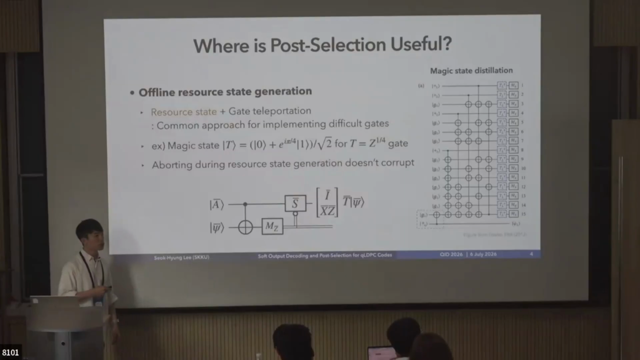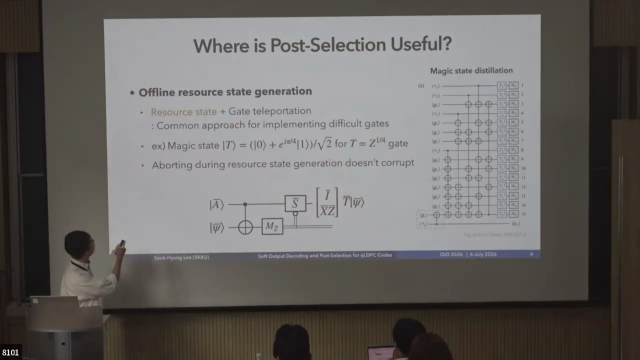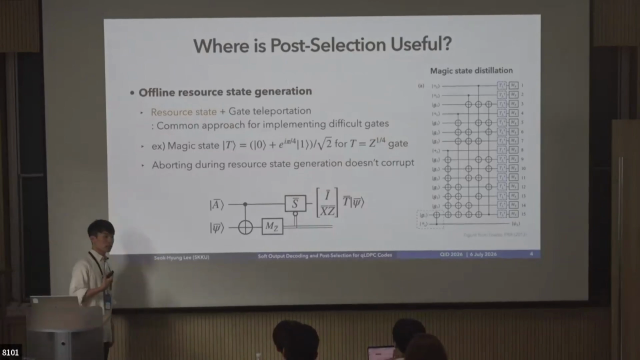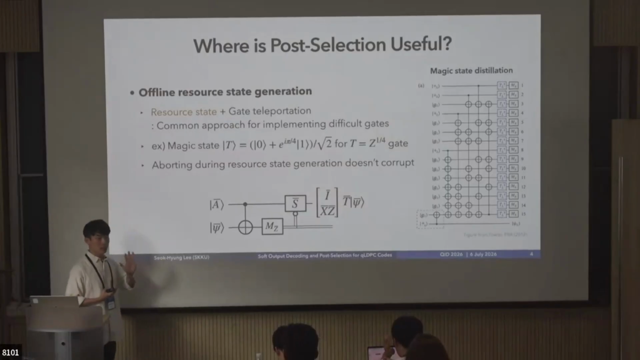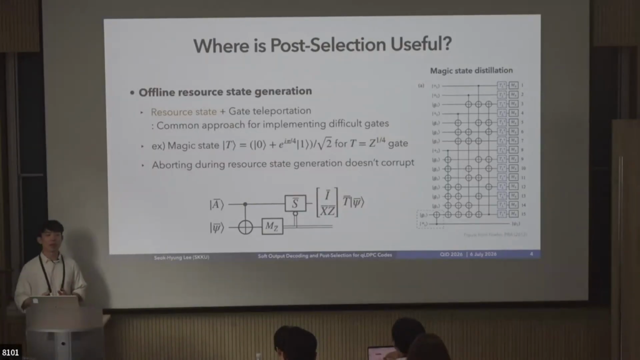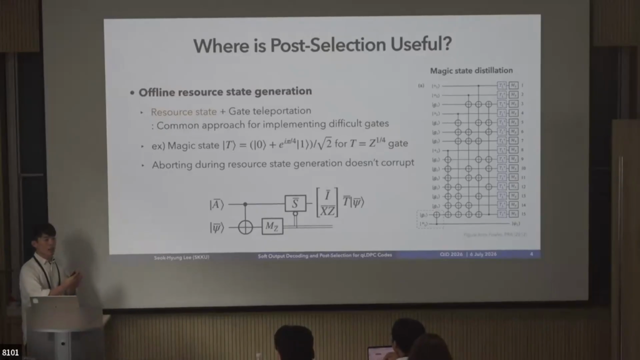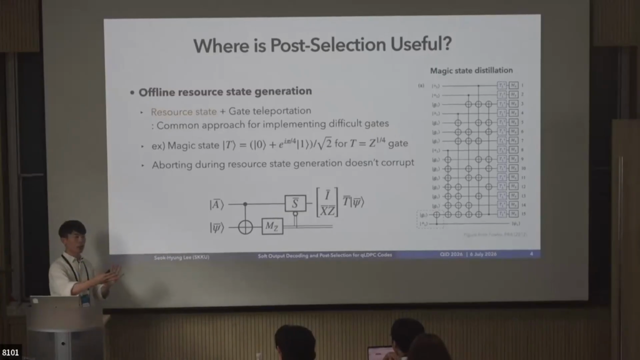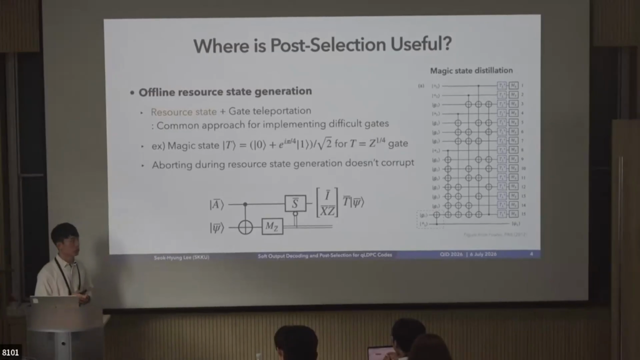Where is post-selection useful? One main usage might be the offline resource state generation process. Since the rejected samples are completely discarded, this post-selection method might not be scalable in some sense. If you apply the post-selection method to our main circuit and the circuit is very large, then the overall success rate will diminish exponentially.